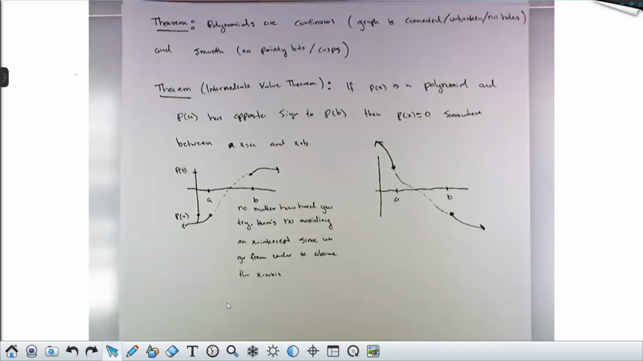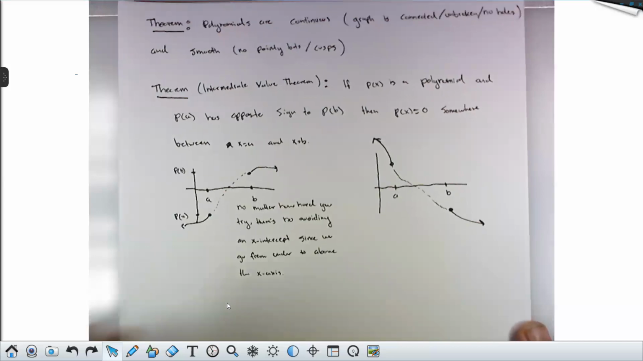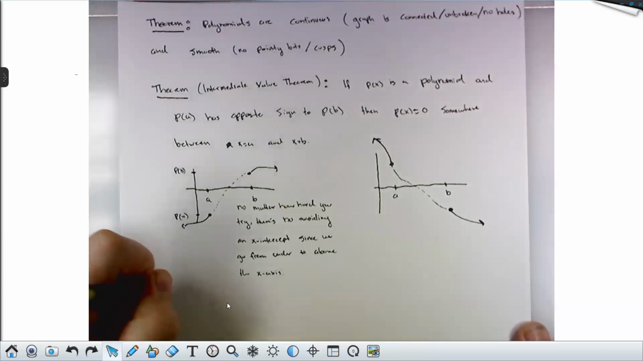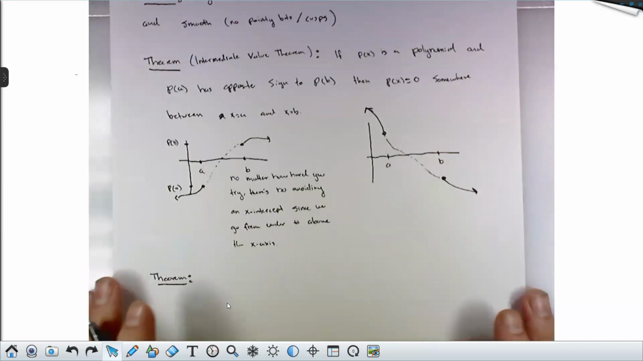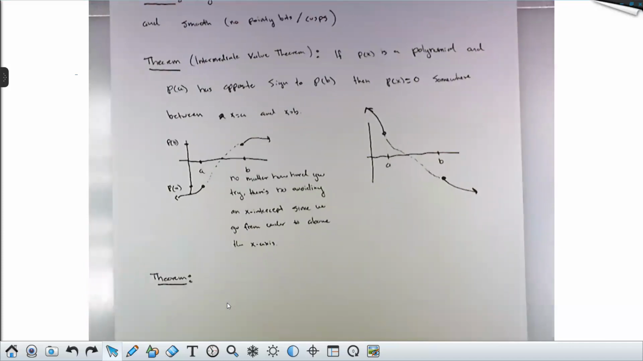Okay, one more thing. This page is very theorem heavy. You remember that TFAE theorem for inverses? Here's another TFAE.